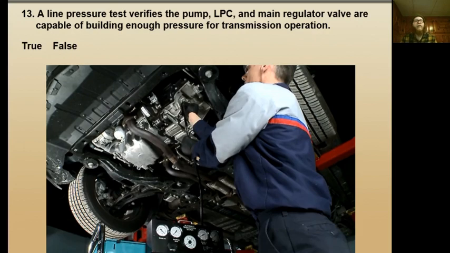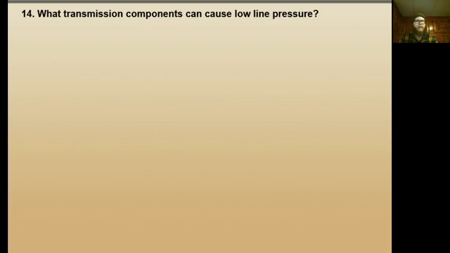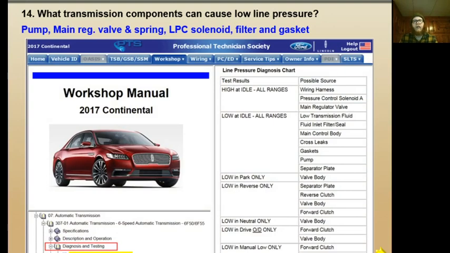A line pressure test verifies the pump, the line pressure control solenoid and valve, and the main regulator valve are capable. It's testing to see if they're capable of building enough pressure for the transmission to operate. Yes, that's definitely true. What transmission components can cause low line pressure? That's quite a list, and some of the naming will change depending on which transmission you're working on. So pay attention to that, because line pressure control solenoid used to be like the EPC, electronic pressure control solenoid. So like everything else in this industry, there's many names for the same components.